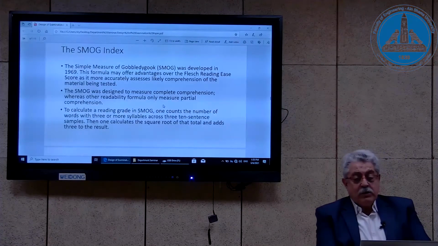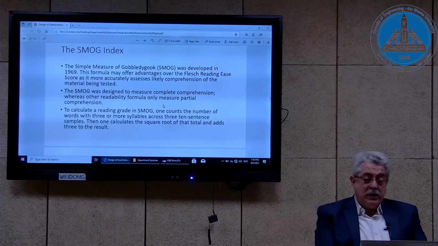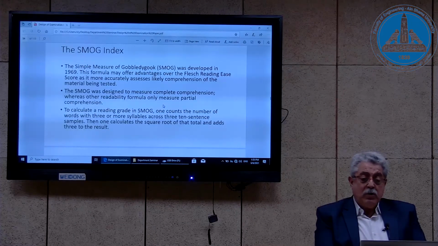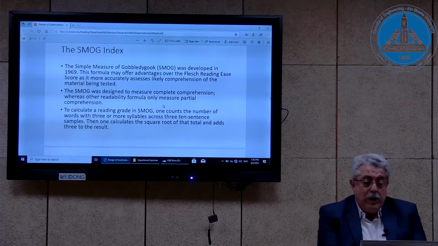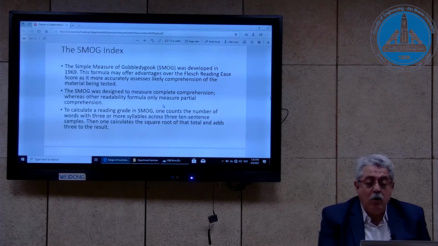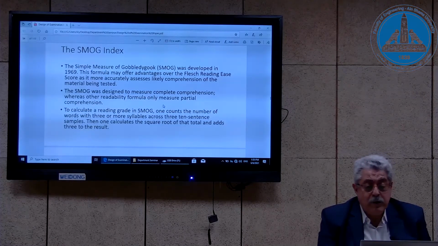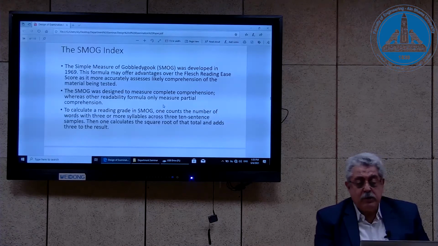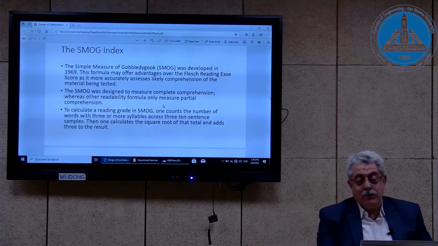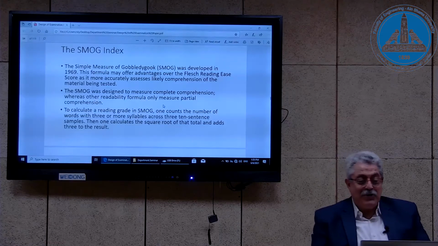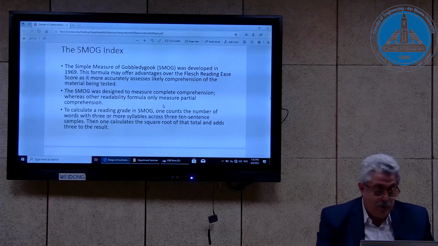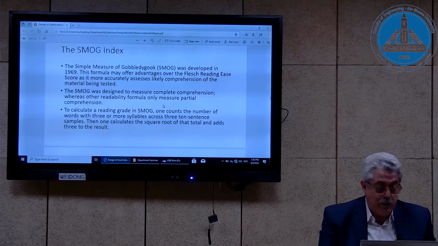The SMOG index was developed in 1969, and it was designed to measure complete comprehension, whereas other readability formulas only measure partial comprehension. To calculate the reading grade, one counts the number of words with 3 or more syllables across 3 10-sentence samples. Then one calculates the square root of the total and adds 3 to the result. This shows you the mathematical equation used to calculate the SMOG index.